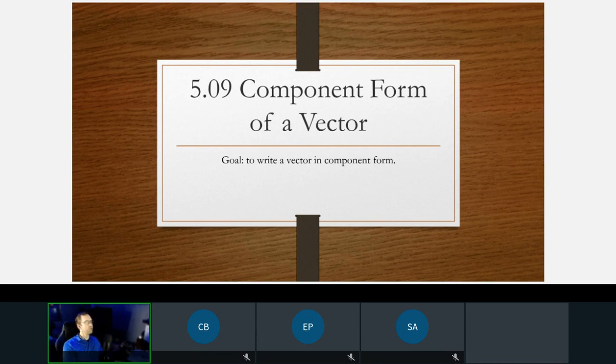All right, component form of a vector. So we're going to write a vector in component form.